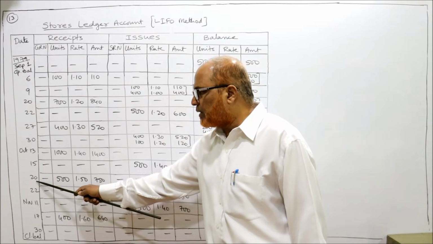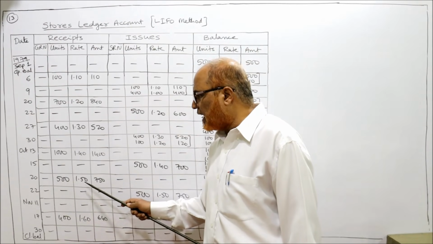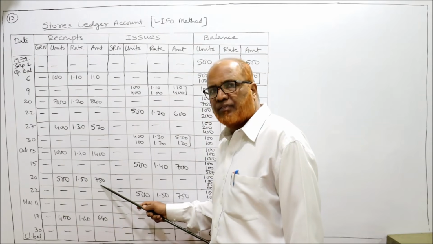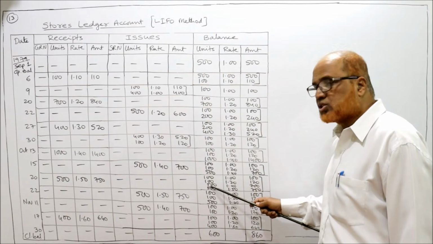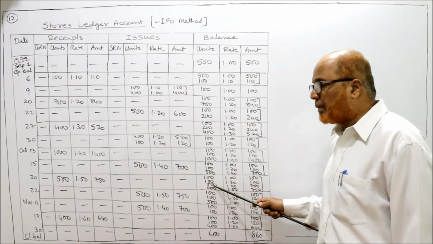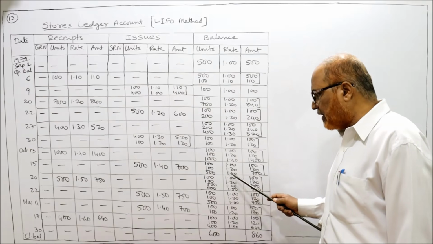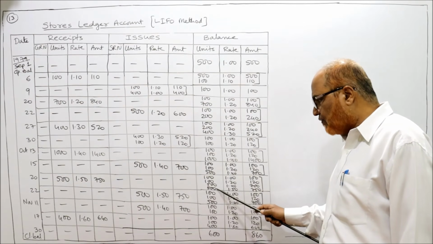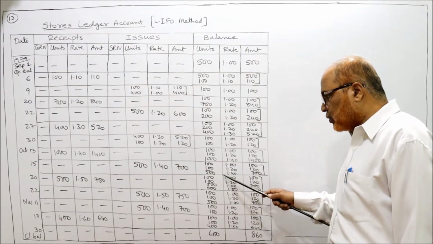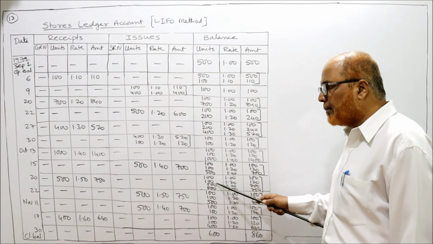Now 20th October there is a purchase of 500 units at 1 rupee 50 paisa, 750. Now we will have 4 lots. We are having 4 lots in the balance. 100 at 1 rupee, 100 at 1 rupee 20 paisa, 500 at 1 rupee 40 paisa, now 500 at 1 rupee 50 paisa. So 4 lots we are having in the balance.